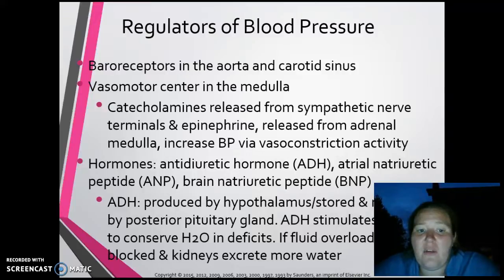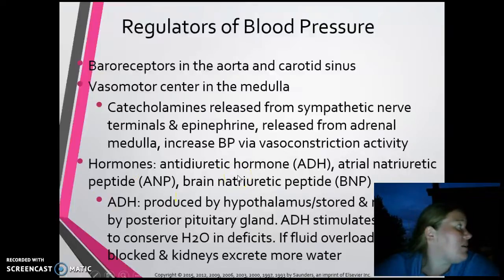You notice down here this antidiuretic hormone. This is a hormone that's produced by the hypothalamus and stored and released by the posterior pituitary gland. It says ADH stimulates kidneys to conserve H2O deficits. If fluid overload, ADH blocked and kidneys excrete more water, and a person can actually die when they have some kind of dysregulation with the antidiuretic hormone, because if they excrete way too much water, we can't keep up.